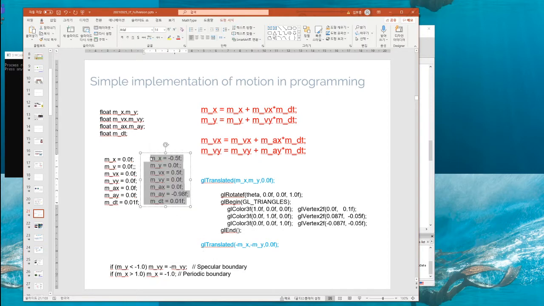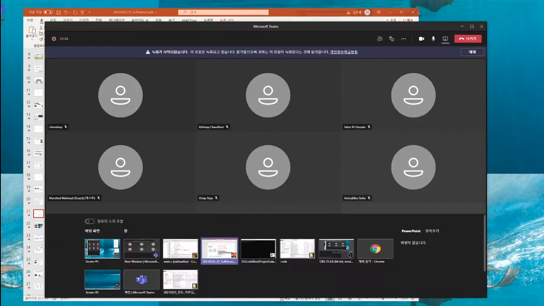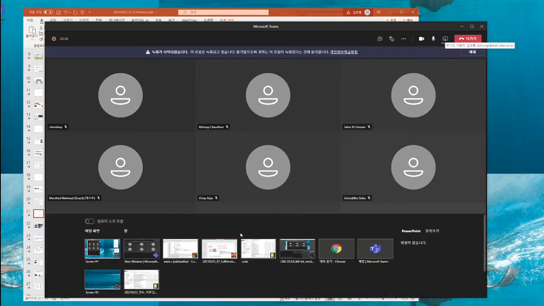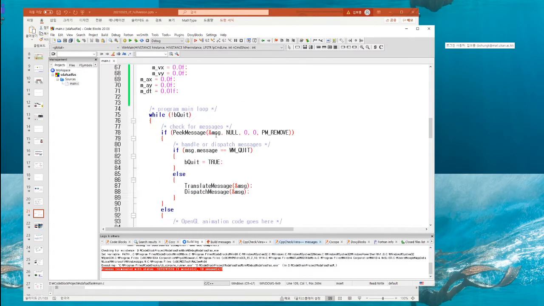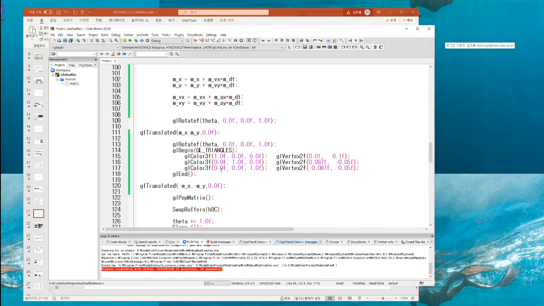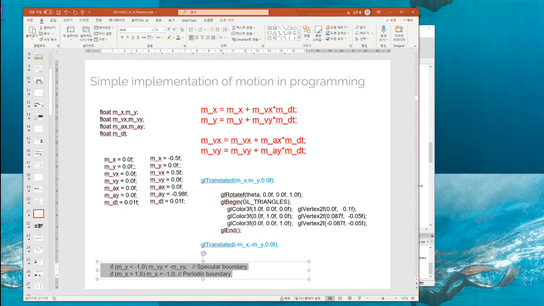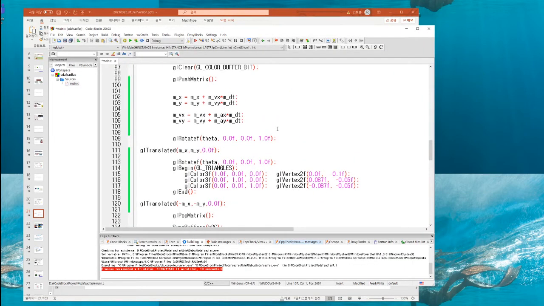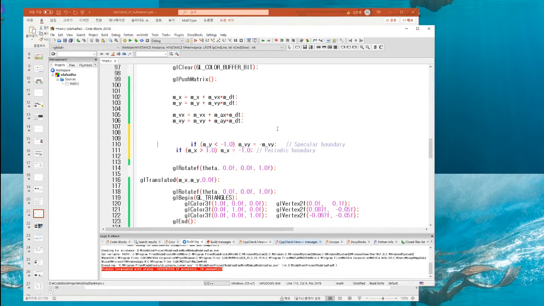So the first thing is I will copy this and I will put them in the code. Let me change the screen sharing again. Okay, so go to this. Okay, so this is the code block. So I will change their initial position like this and their accelerations too. And I will put the boundary conditions as well. Right here. So here, before I draw my triangle, I will have this specular boundary condition that I'm saying.